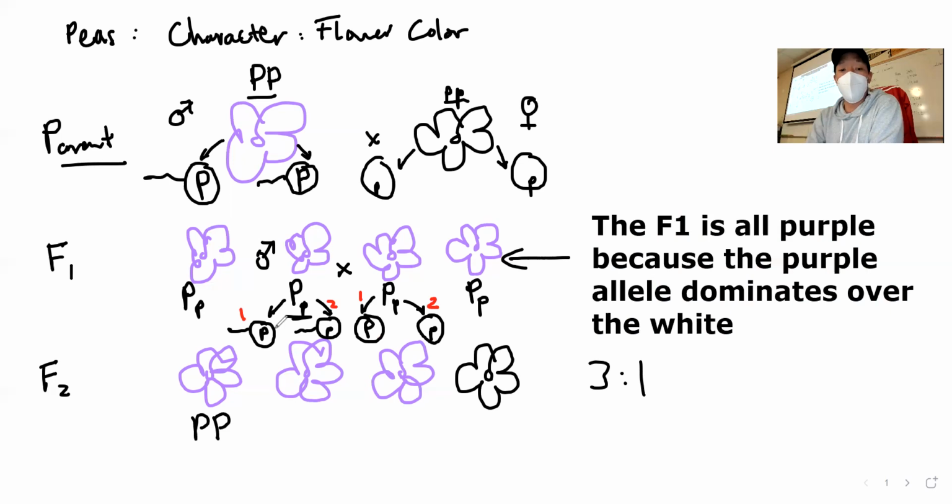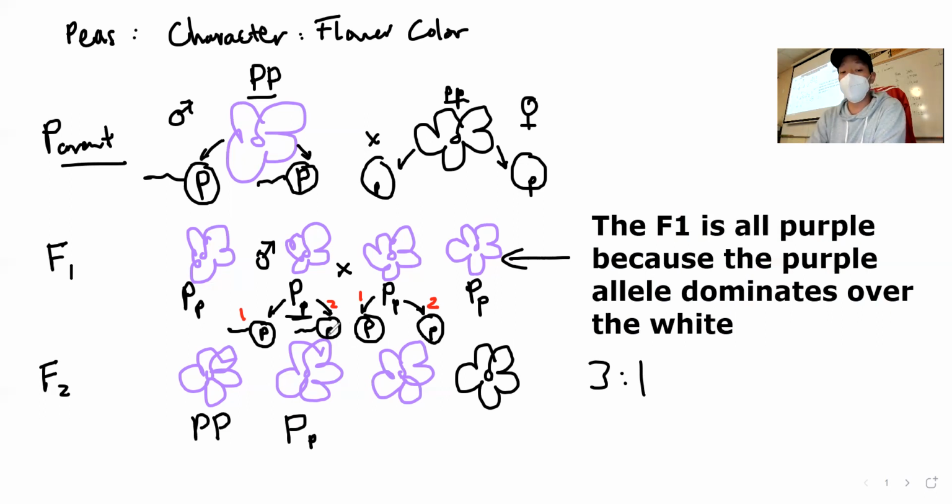If sperm number 1 joins with egg number 2, what are the two letters that it's going to have? Big P and small p. And what color is the flower going to be? It's going to be purple because purple dominates over white, right? It's the same thing that happened in the F1. Are there any other combinations using sperm number 1 that can be made? No, that's all we can do, right? So let's move on to sperm number 2.